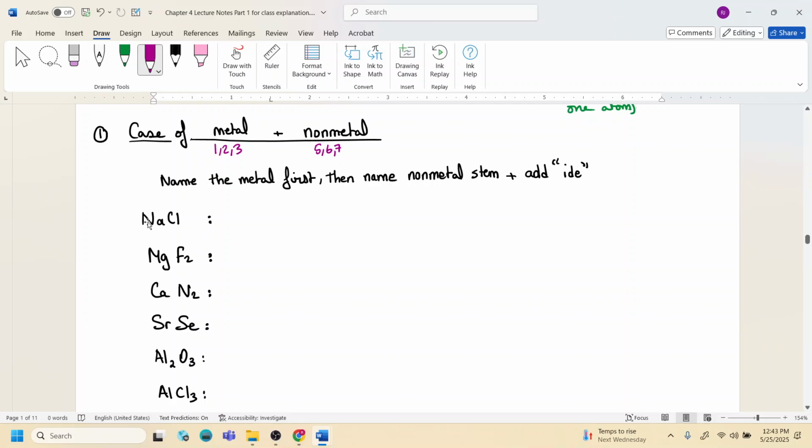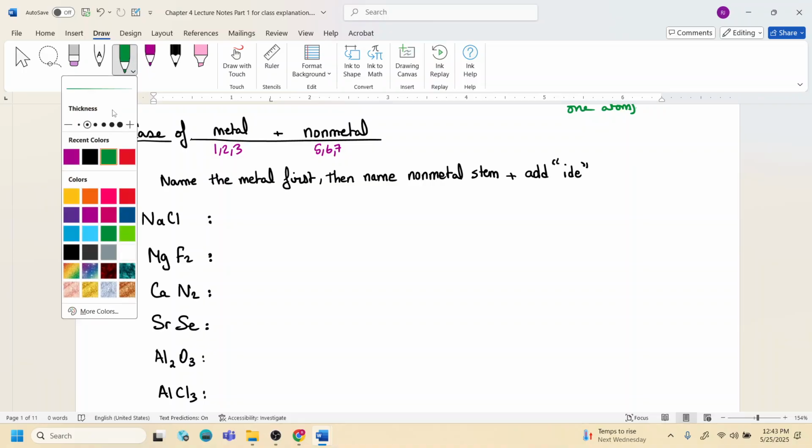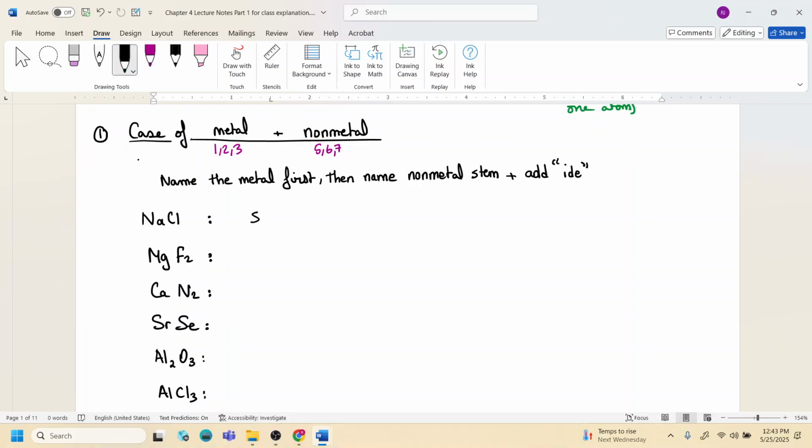First, I'm going to name the metal, and the metal here is named sodium. Please have your periodic table next to you, the one that has the names of all of these atoms. So that is going to be sodium. Now, this one is chlorine, so what I would do is name it as a stem. So it's going to be chlor and then add an IDE at the end. So it's going to be chloride. So the ending is IDE.